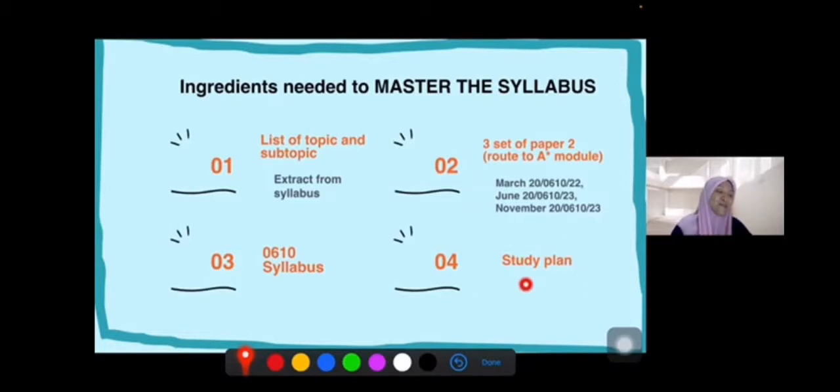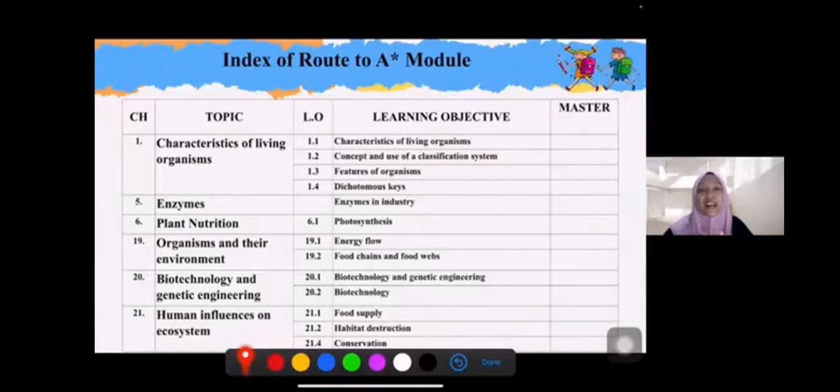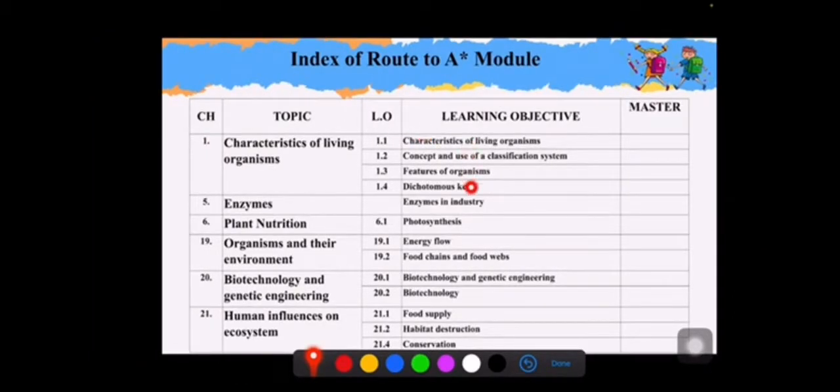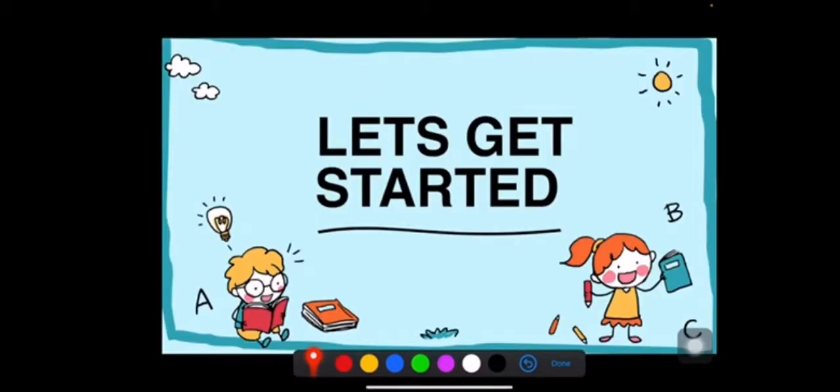Okay, this is how my Route to A-star module index looks like. Saya dah senaraikan all the topic daripada topik 1 until topik 21, dan telah pun diperincikan the learning objective for each of the chapter. So bila kita ada ni, it will help us to do the revision and also to master the syllabus. Alright, let's get started.